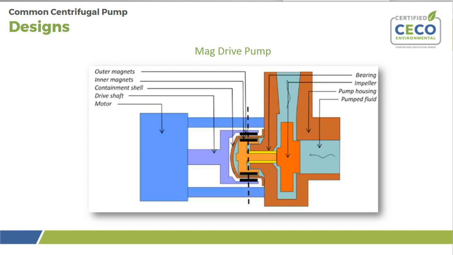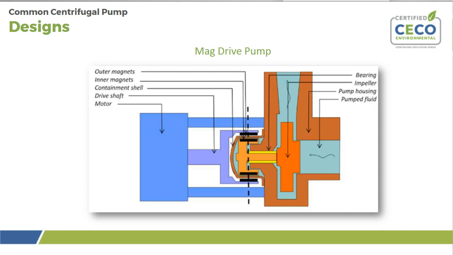You can see that there's various labels and arrows in this picture, and essentially you have a magnetic attraction between an outer set of magnets through a containment shell or containment can to an inner set of magnets. The outer magnet is not in the process liquid. The inner magnet, the impeller, the shaft are in the liquid contained in the hermetically sealed containment can or shell. Mag drives are very important when dealing with corrosive liquids, toxic liquids, liquids that may have emission concerns, difficult to seal liquids.